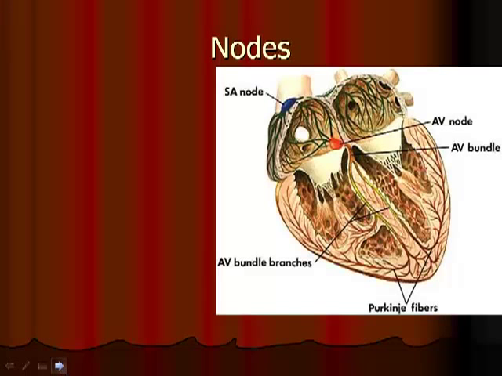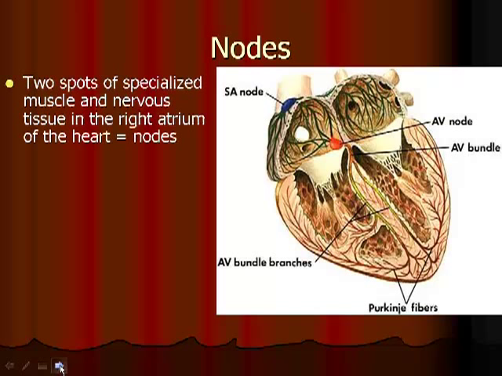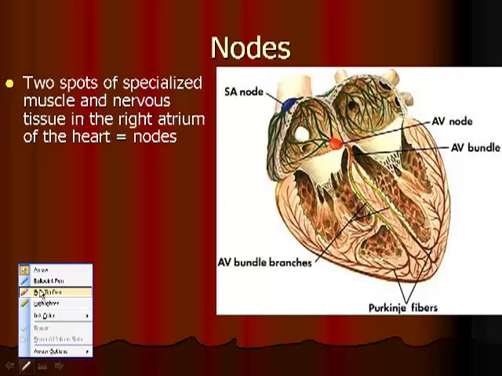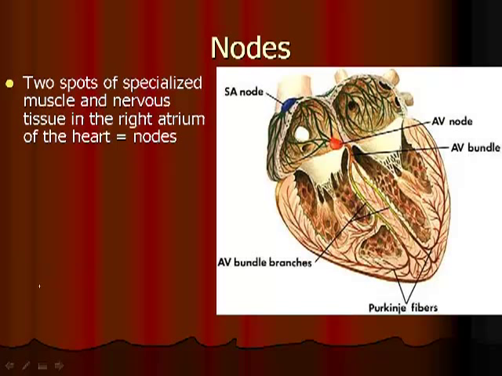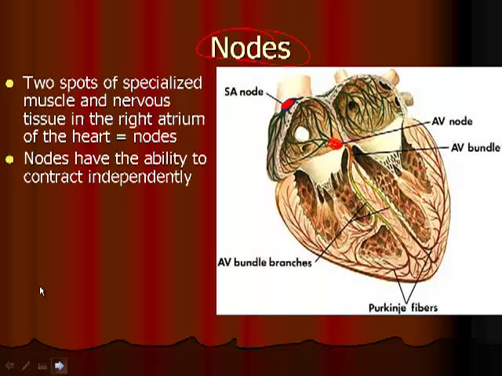So the reason why that was able to happen is because the heart has these things called nodes. It's specialized nervous tissue within the heart that is able to work independently of the brain. So even though that heart was removed from the fish, it was still able to beat because these nodes produce nervous signals. So first of all, there's two nodes: the SA node and the AV node, and we'll talk about what those mean in just a second.